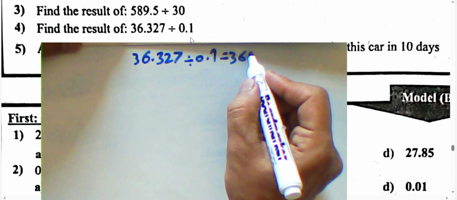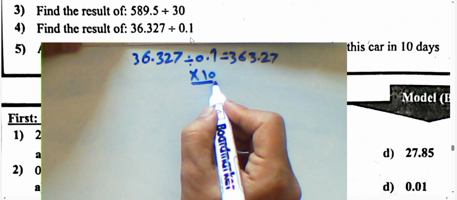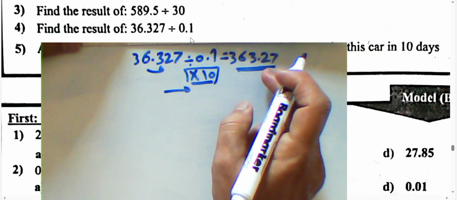Next question. Find the result of 36 and 327 divided by 1 tenth. It means multiply by 10. 36.327, it is equivalent to multiplying by 10. Multiply by 10, move the point right hand side by 1 place. It will be 363 and 27 hundredths.